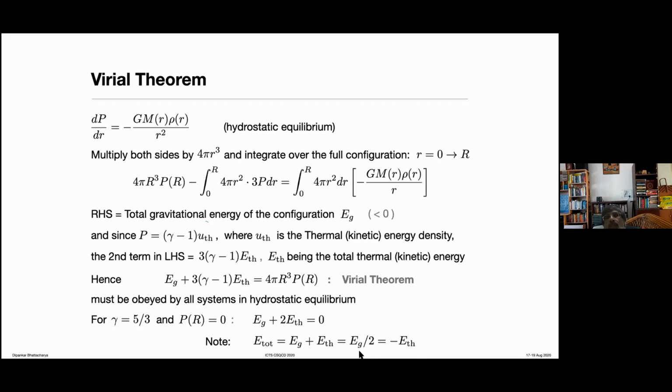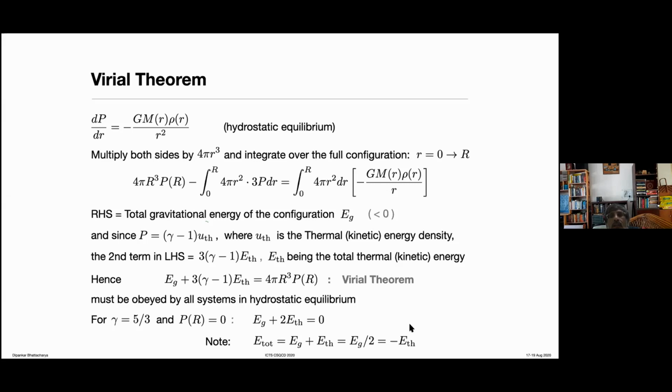So this immediately gives us a clue about one thing. Suppose I take one stellar configuration at a certain radius, which is in balance with thermal energy and gravitational energy. And then let us say I do not produce enough energy by nuclear burning.